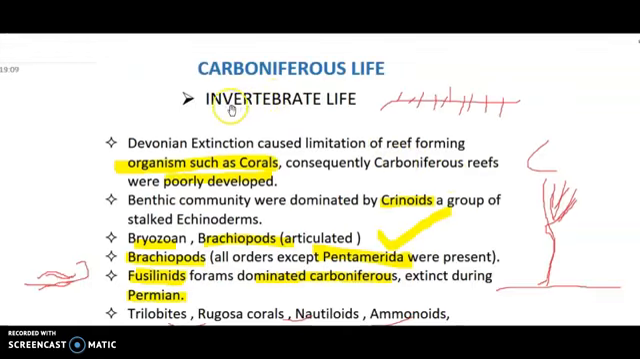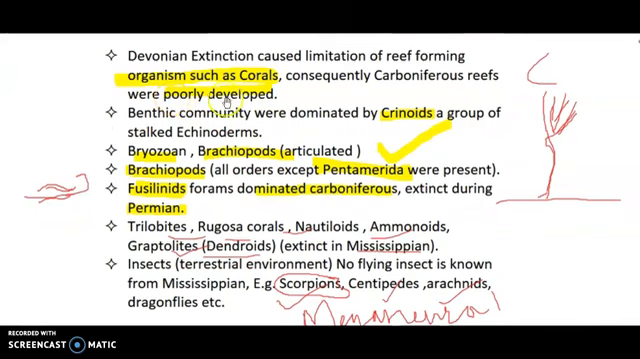In invertebrate life, the Devonian extinction caused limitation of corals. So corals such as Rugosa and Tabulata were limited, and thus reefs were not present in the Carboniferous period, or they were limited or poorly developed. Benthic communities were dominated by crinoids. Crinoids looked something like this. They are echinoderms, stalked, and have a flower-like structure.